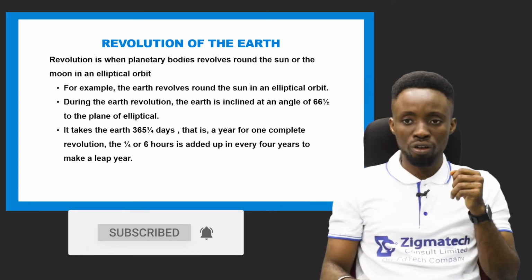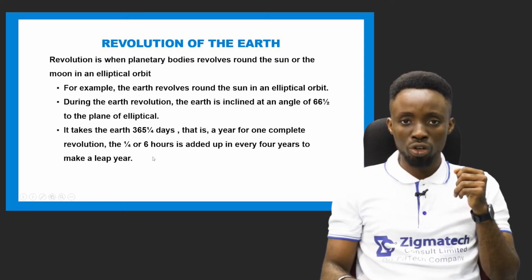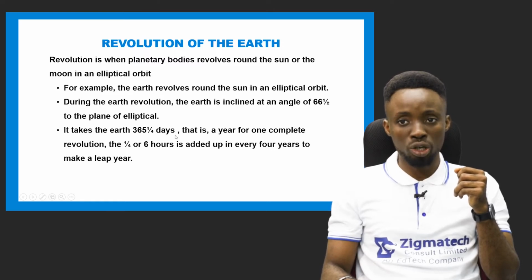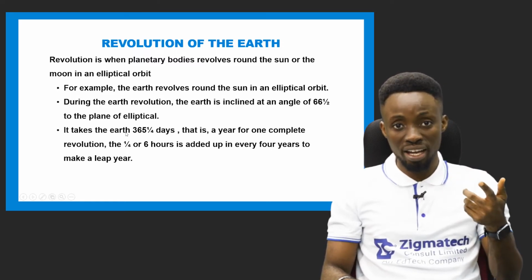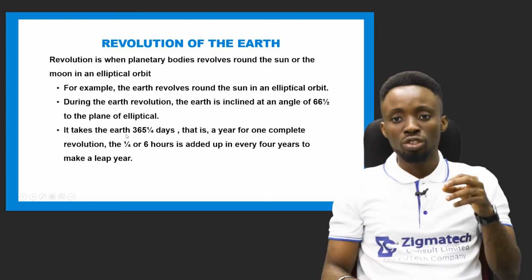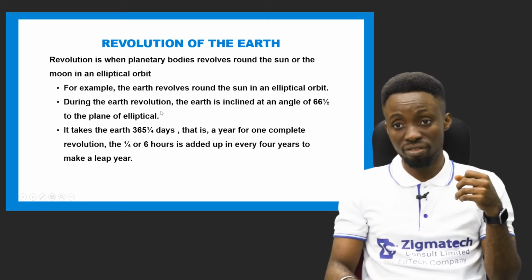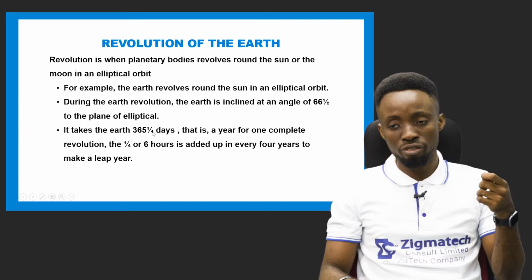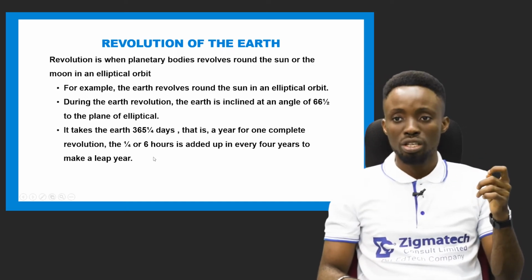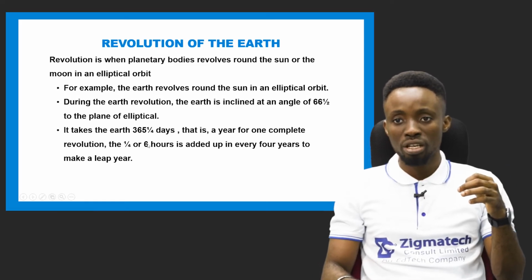So the 1/4, when you add it for this year, you add it for the next year, you add it for the third year, add it for the fourth year, we are going to have a full day, because 1/4 is actually 6 hours. So when you have a full day, we add it to the fourth year. So the fourth year is going to have 366 days instead of 365 1/4. That idea of the leap year was actually first propounded by Eratosthenes. So these are some of the things you should know about the Earth's revolution.